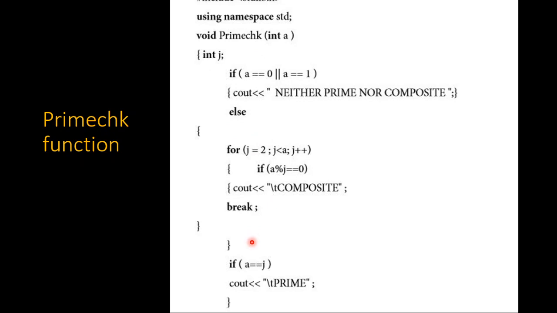This number, check whether the given number is a prime or not. I already told the logic. A prime number is a number which is divisible by 1 and itself. So we'll start. Now the function is void.